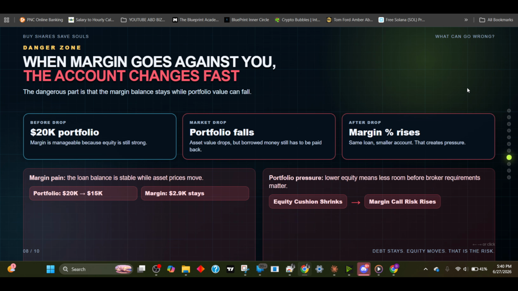So let's use this example. The 3K that you pull for bills, and your account value is at 20K, you're essentially at 85% equity. If the market drops, but you still have that 2.9K margin balance, your equity now could be at 70% because your account value has dropped from 20K to 15K. So the more your account drops in value, the closer you can get to a margin call.